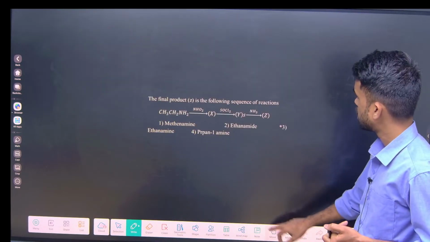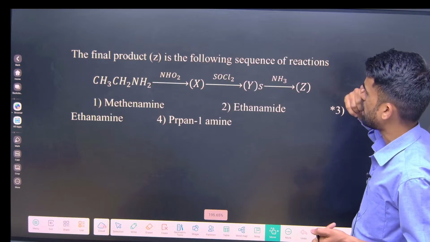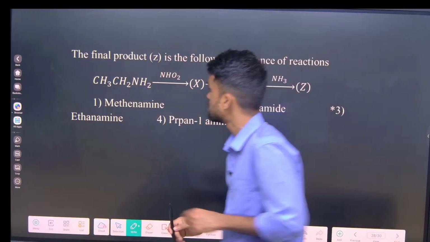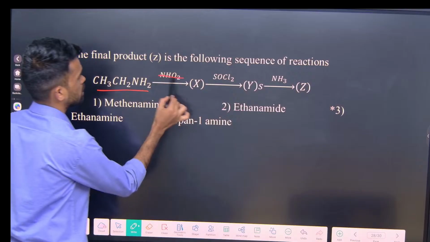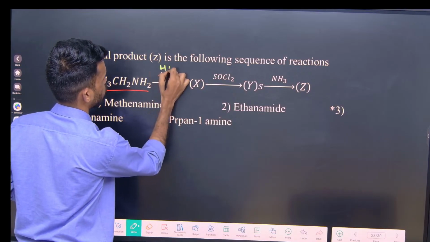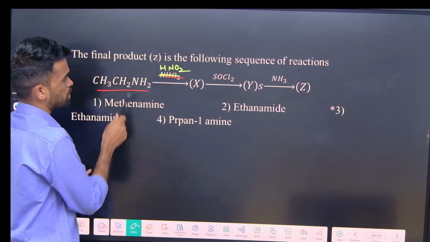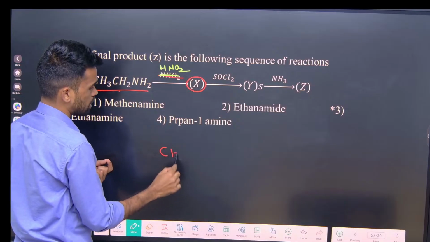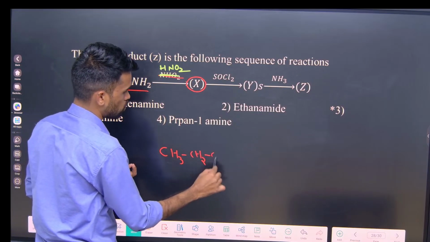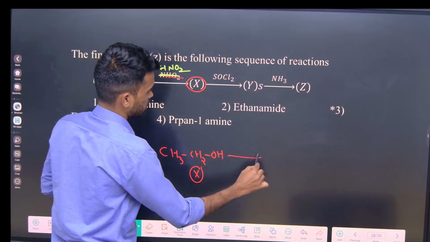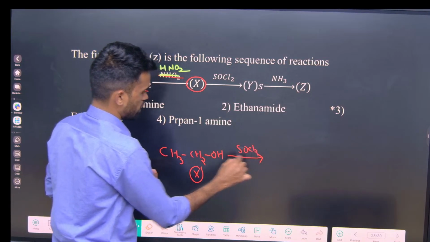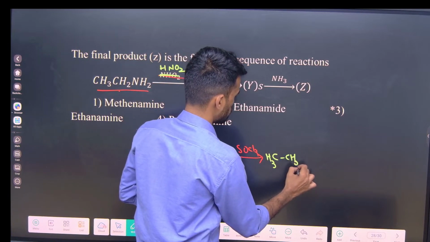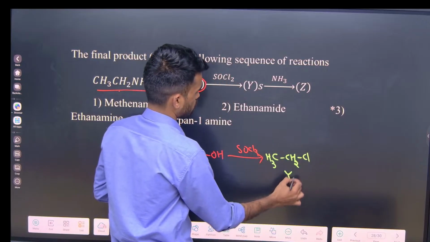Okay, next one, just answer me this. Final product in the following reaction sequence. Now based on our discussion, you can easily answer this. See, primary amine treated with HNO2, nitrous acid. What happens to primary amines with nitrous acid? Just now we discussed. It will give you alcohol here. So ethyl alcohol will be formed, CH3CH2OH. This is X. Okay, treated with thionyl chloride, SOCl2. So one chlorine will substitute in the place of OH to get CH3CH2Cl. Okay, this is Y.